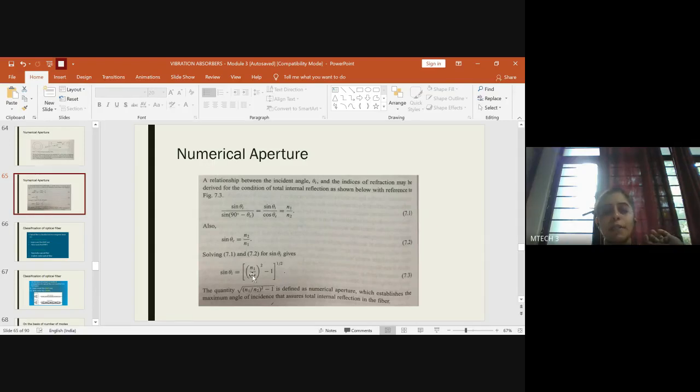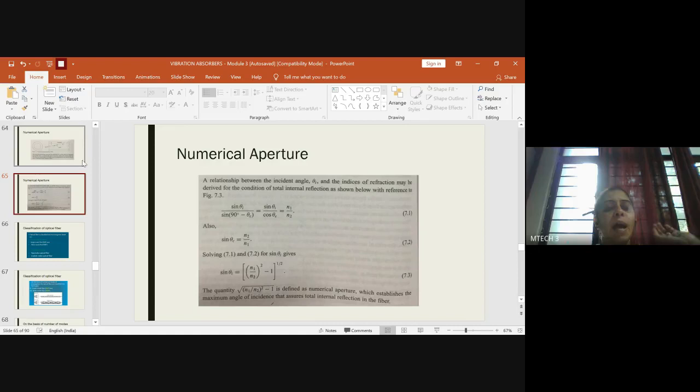So the quantity here, if you don't write 1 upon 2, it will be equal to the square root of. If you remove the square root, then you have to write the power. If you are retaining the square root, then don't write the power of half over here. So this quantity is always referred to as the numerical aperture.